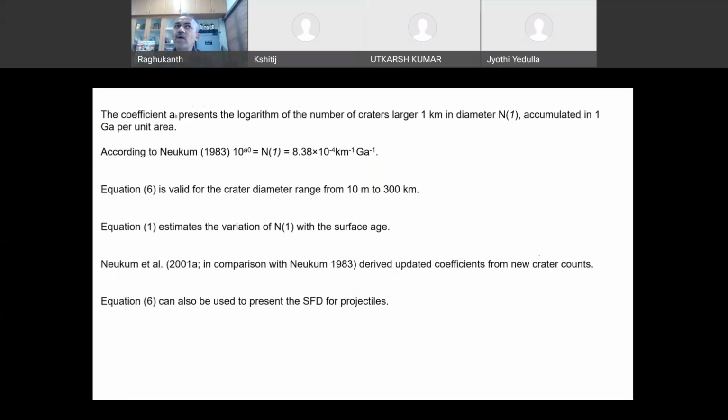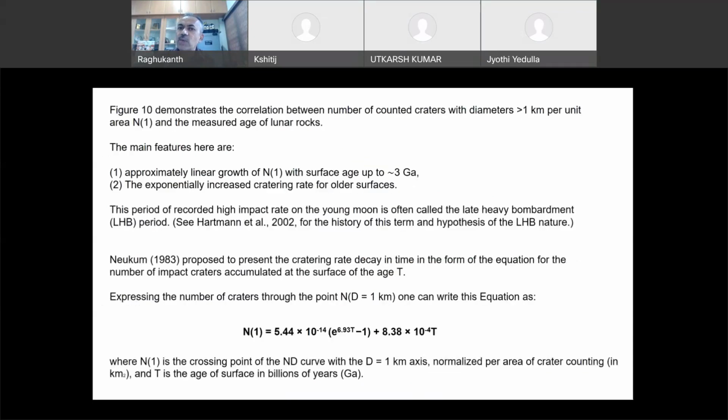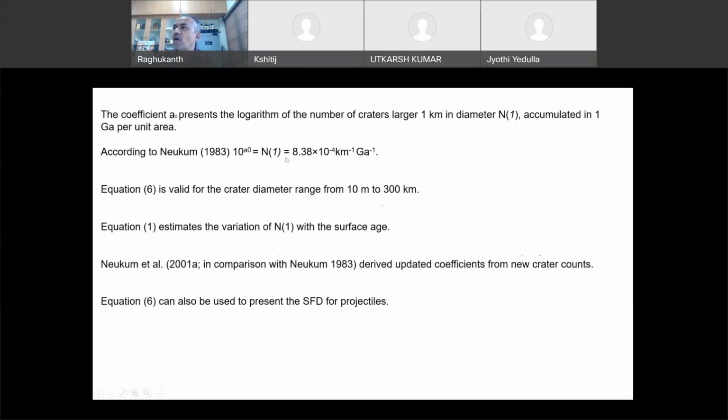So finally, the conclusion was: this A naught actual. When you take diameter 1, N of 1, it is highly correlated with your crater age itself, that is 10 to the power of 8. So when t is 0, say, then 8.38 into 10 to the power of minus 4. So this is our value, N of 1 basically. Anyway, this equation is valid for 10 meter to 300 kilometer, and you can easily find out.